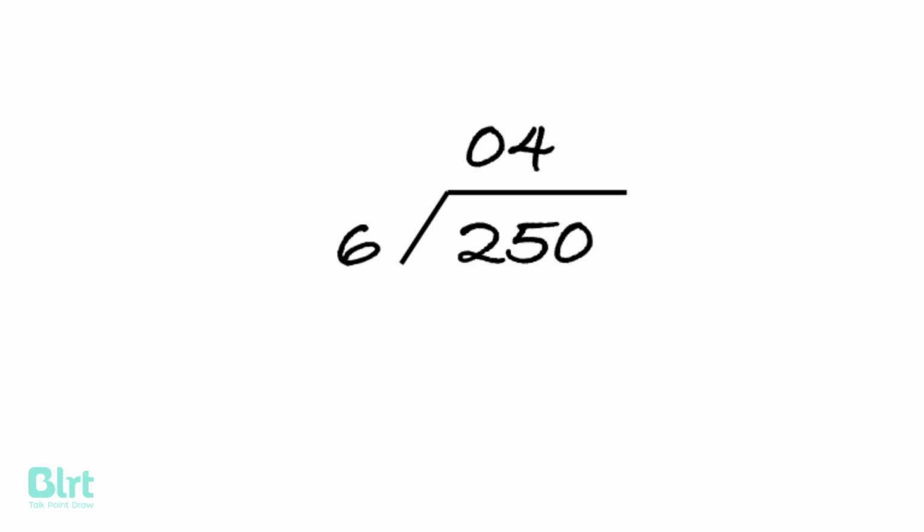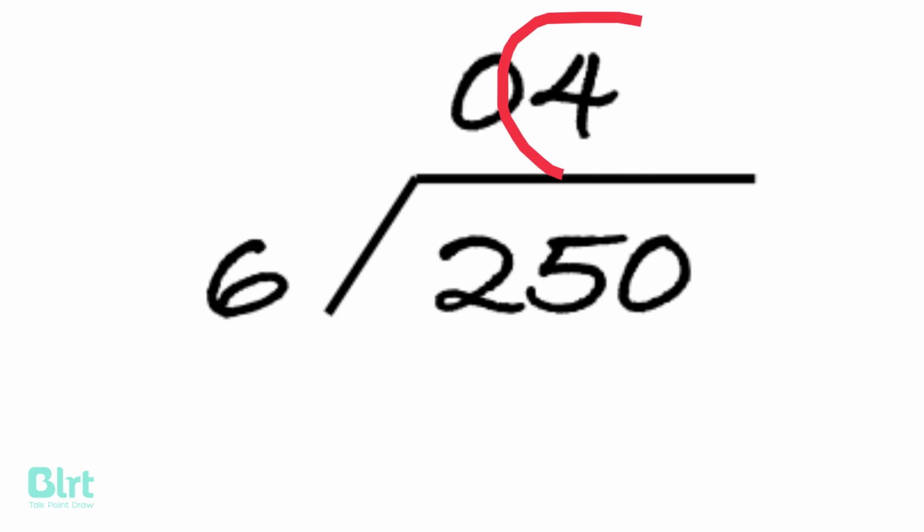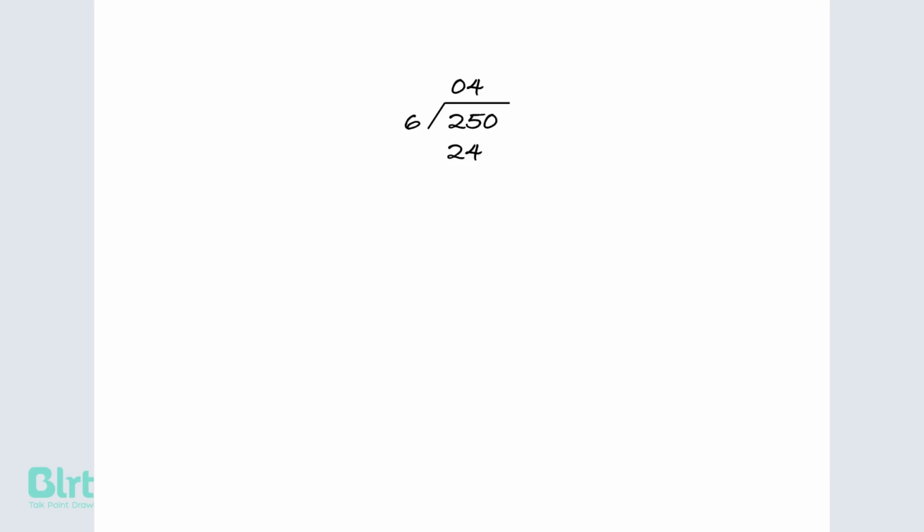Now, because our divisor was larger than our first digit, it needs to be divided by the first 2 digits. In this case, it's how many times 6 can go into 25. Now the answer here is of course 4, so we'll write the 4 right up here.